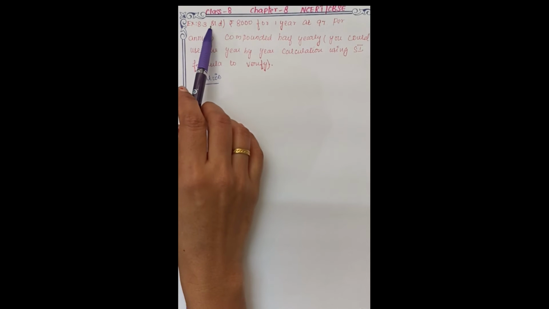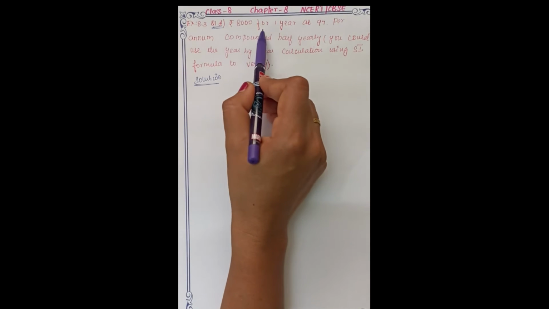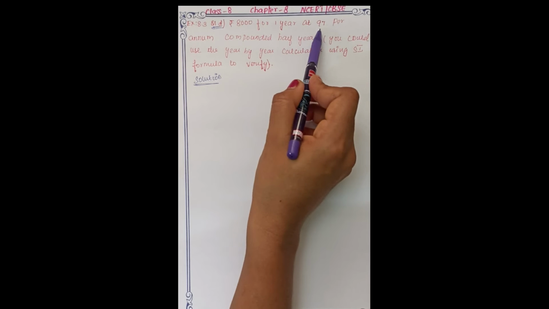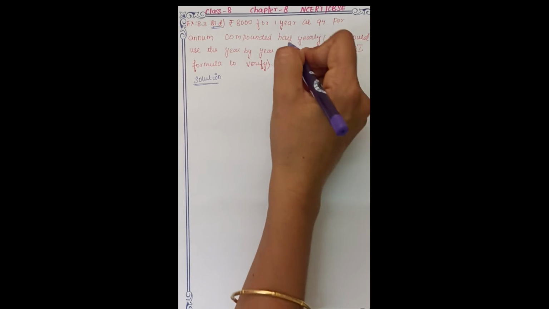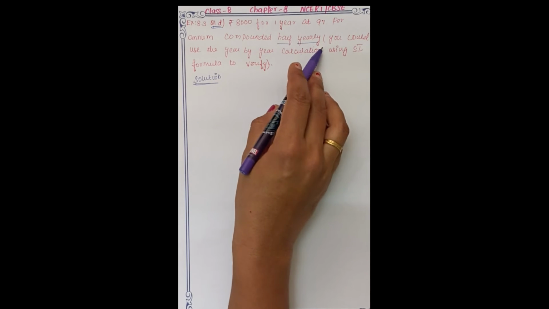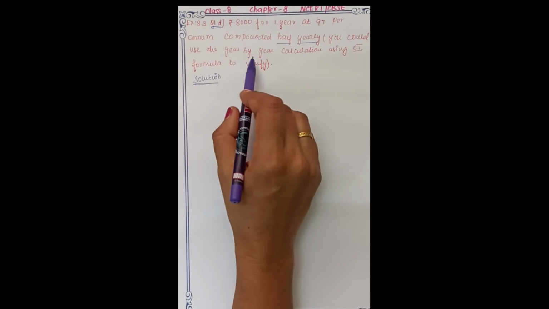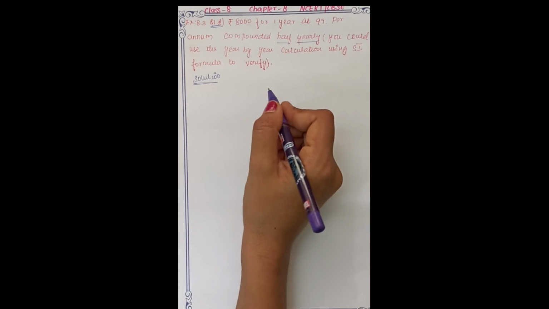And next question is question number 1.D. Rupees 8,000 for 1 year at 9% per annum compounded half yearly. So this is compounded half yearly. You could use the year by year calculation using simple interest formula to verify.